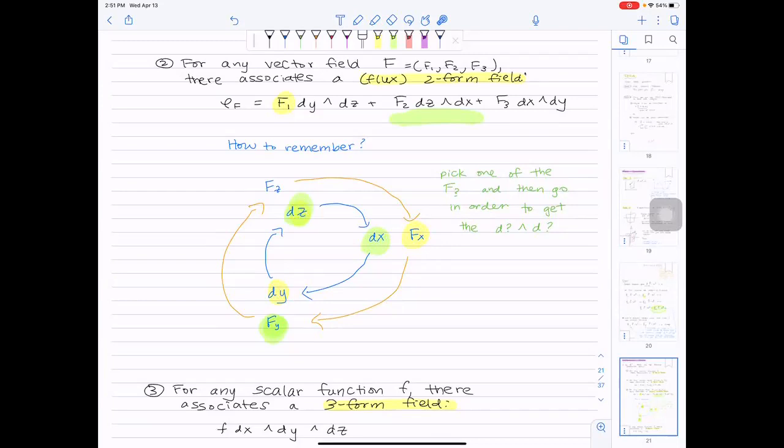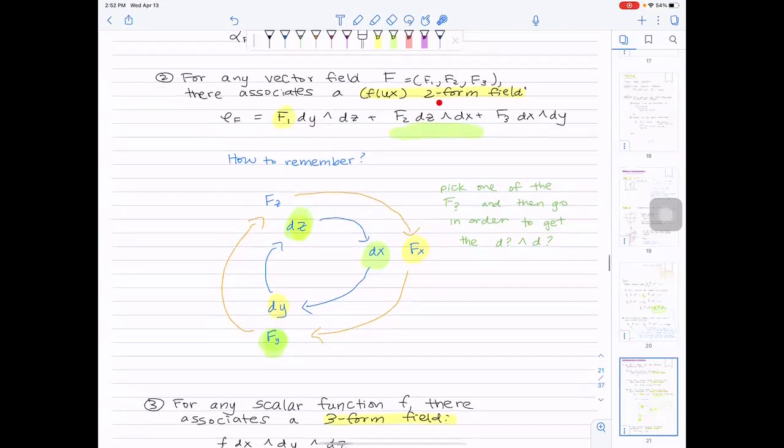Wait, so this is not just like a root two form in general, right? This is like the flux two form. Yeah, and then so you have just the general one form, the flux two form, and the general three form on the board. Yeah, like this is the flux.